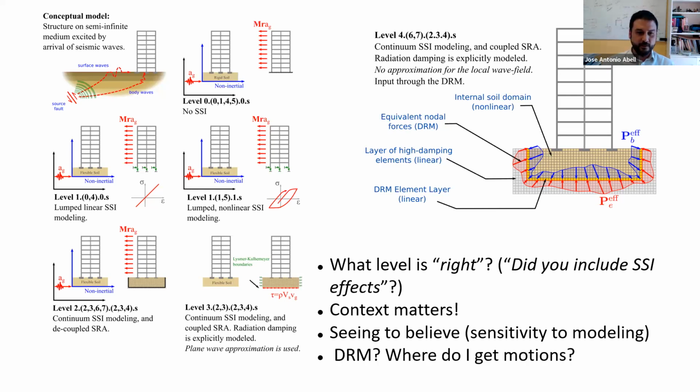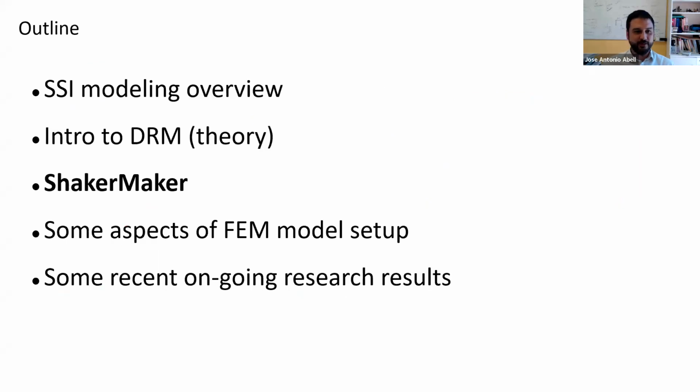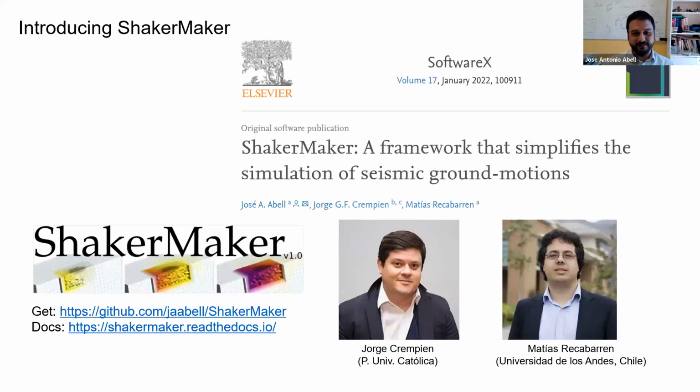Now, DRM, where do I get motions for analysis with DRM? I'm very glad you asked this question because I've developed a little tool called ShakerMaker. If you look for it on Google, you'll find it's also a song by the British band Oasis, which is on purpose. That's where I took the name from. I like the name, so I just went with it.